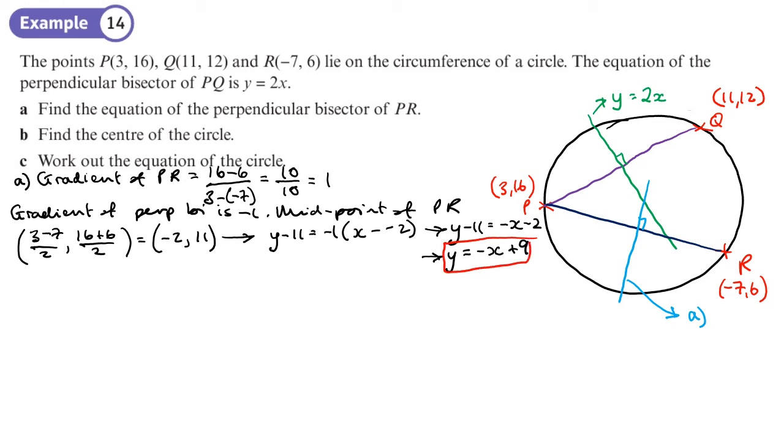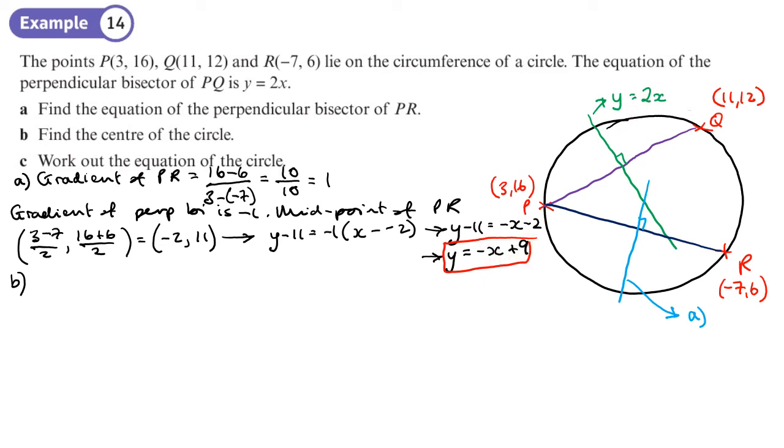Okay, part B says work out the centre of the circle. Now what's important about the centre is that's where these two perpendicular bisectors cross. So we've got that on my diagram here. This is the centre. Where these two perpendicular bisectors of the chords cross is the centre of the circle. So it's where the lines y equals 2x and y equals negative x plus 9 cross. So we want to solve those simultaneously.